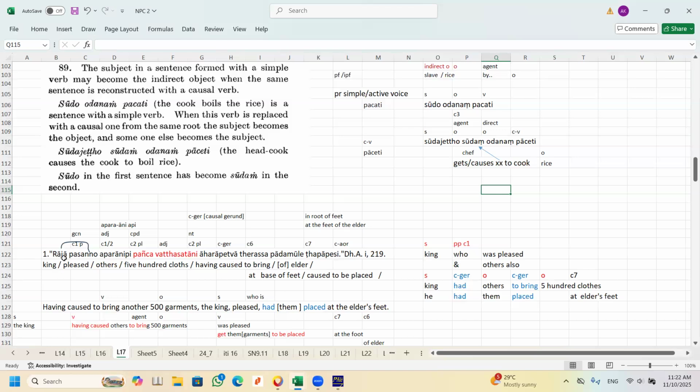Can you see king is the subject? Now, in order to link this, my way of doing it, I put "who", so your book put that, it's the same, because this one is an adjective to this. So you can say king who was pleased, the king that was pleased. So was pleased.